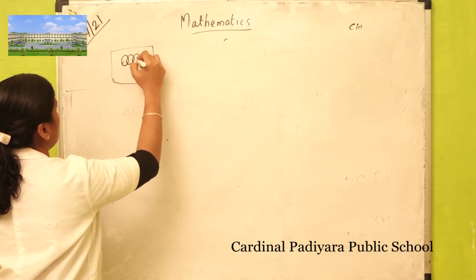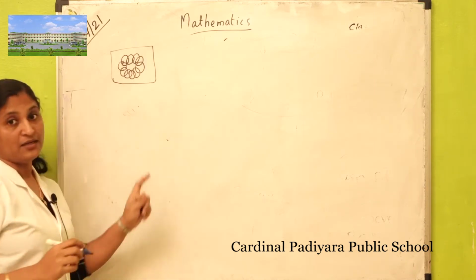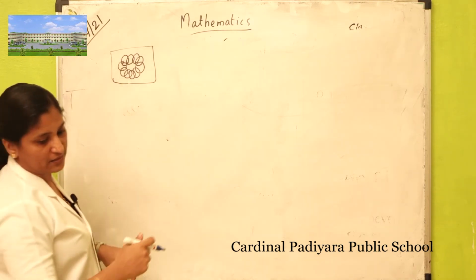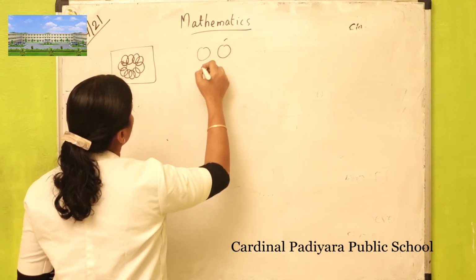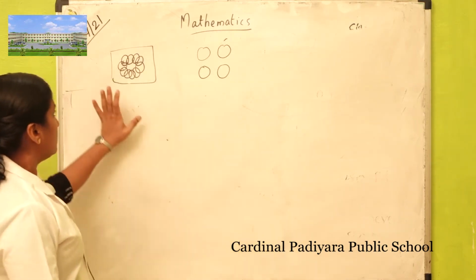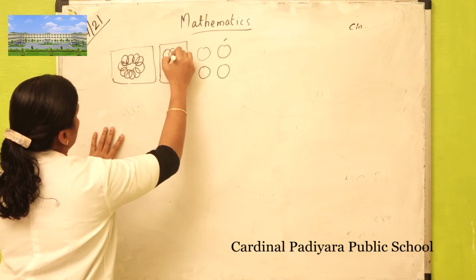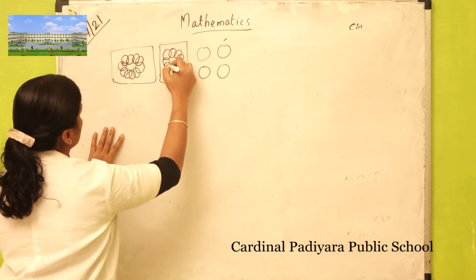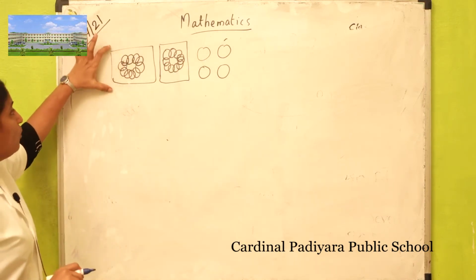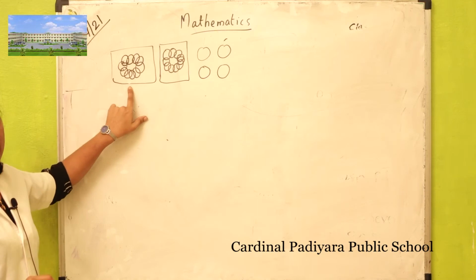1, 2, 3, 4, 5, 6, 7, 8, 9, 10. Which color ring is this? In your textbook, yellow color. Yellow color rings. Then here 4 loose rings. Okay, look at these boxes. Here 2 boxes are here. 1, 2, 3, 4, 5, 6, 7, 8, 9, 10. Okay, look at this first box. How many yellow color rings? Is it 10? Okay, 10.